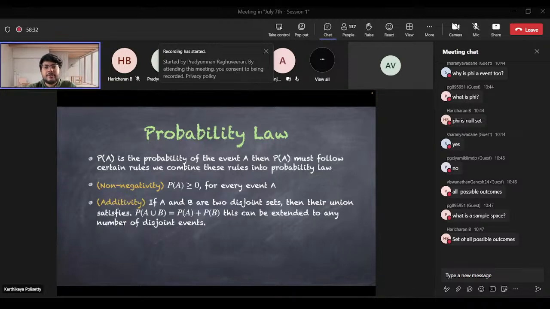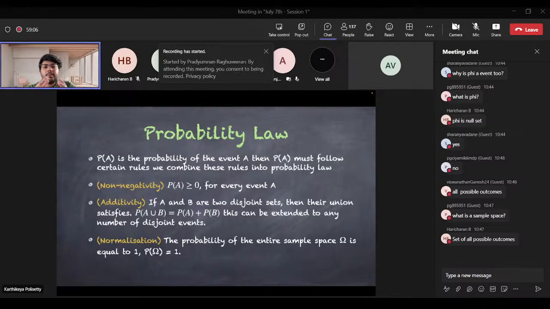Additivity. If A and B are disjoint sets, then their union satisfies P of A union B equals P of A plus P of B. So disjoint sets means there are no common elements between A and B. In such cases, P of A union B is P of A plus P of B. This can be extended to any number of disjoint events. So you can take even three disjoint events A, B, C. So P of A union B union C should be the same as P of A plus P of B plus P of C.